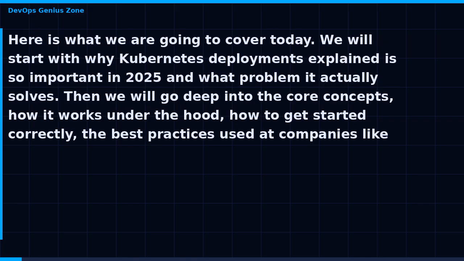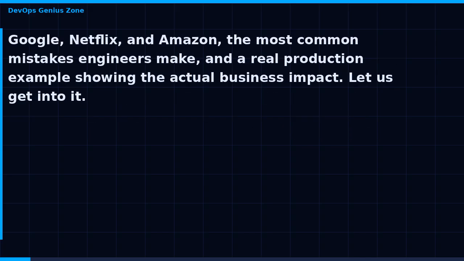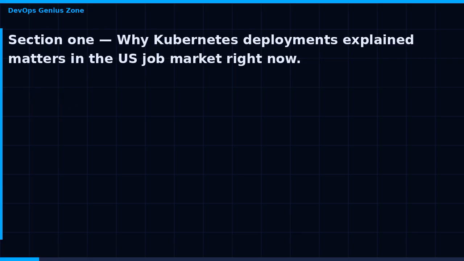Here is what we are going to cover today. We will start with why Kubernetes Deployments Explained is so important in 2025 and what problem it actually solves. Then we will go deep into the core concepts, how it works under the hood, how to get started correctly, the best practices used at companies like Google, Netflix, and Amazon, the most common mistakes engineers make, and a real production example showing the actual business impact. Let us get into it.